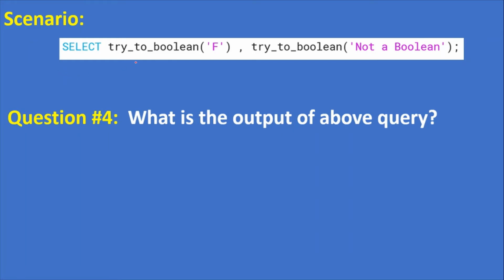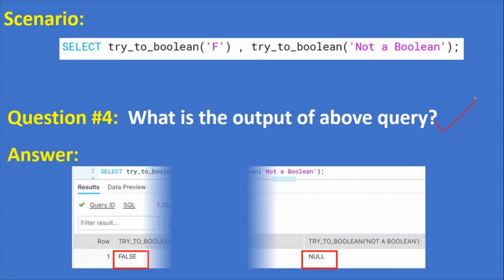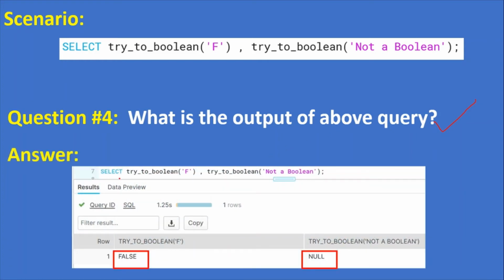Another scenario, select TRY_TO_BOOLEAN('f'), TRY_TO_BOOLEAN('not a boolean'). The question is, what is the output of the above query? The output would be: TRY_TO_BOOLEAN('f') is false, and TRY_TO_BOOLEAN('not a boolean') is null.